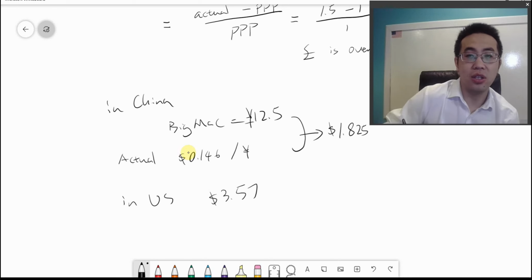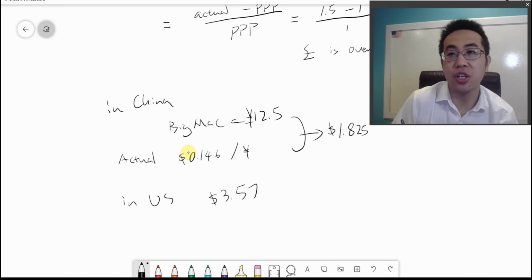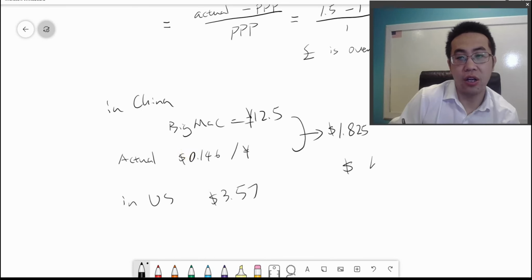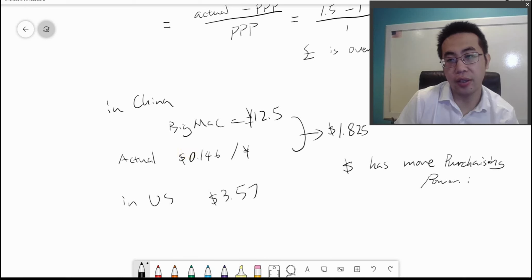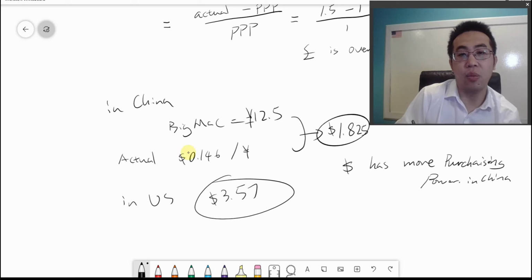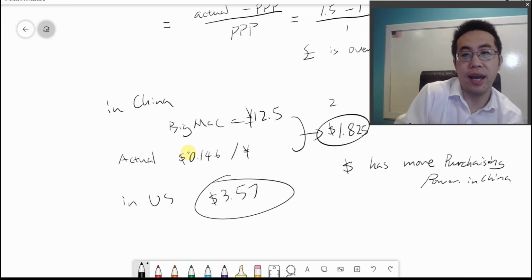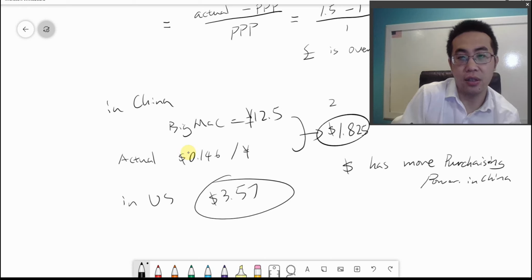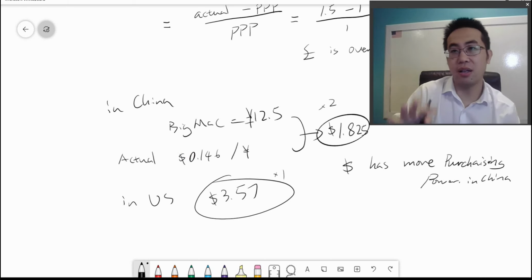So that means the US dollar has more purchasing power in China than in the US. With the same dollar, you can buy one Big Mac in the US, and almost two Big Macs in China. So with the same amount of dollars, you can buy twice as much in China.